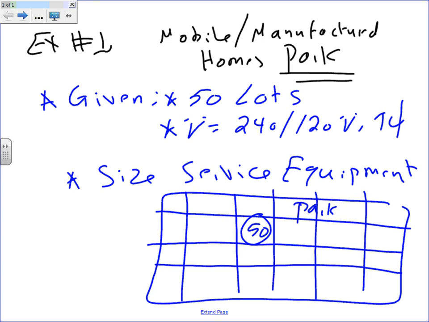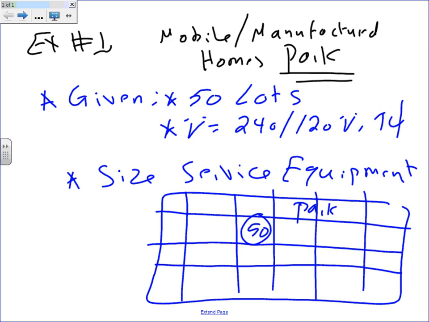Any question, guys, about the given? I guarantee you, Chris is going to have his calculator working as we talk here, to plug it into the Excel. Okay, any question about the given? Everybody knows what we're doing: a mobile manufactured homes lot. We're going to size the service that feeds the whole lot.